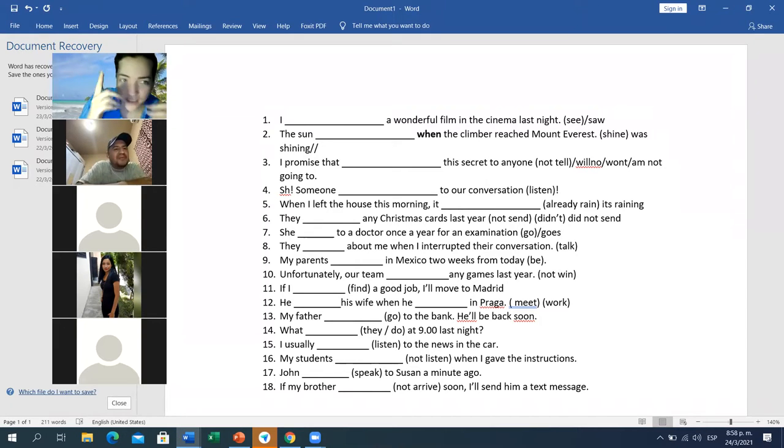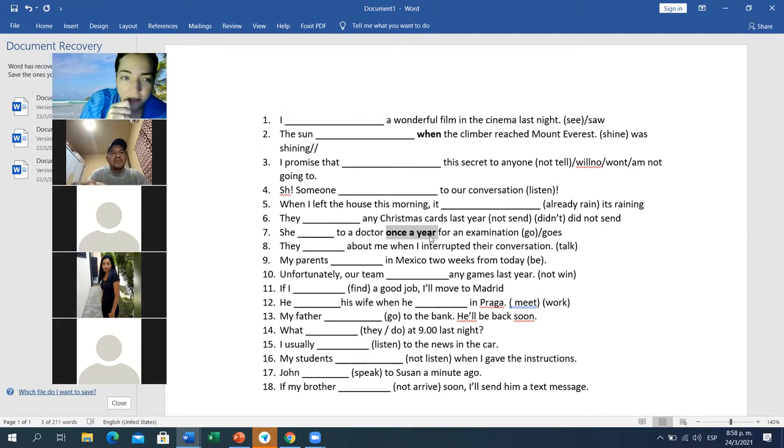It doesn't make sense. No tiene sentido decir, she didn't go to a doctor once a year. Okay. Teacher, I have a question. The seven can be she is going to a doctor once a year. No, or is it correct? No, it's not correct. Because since you say once a year, se analiza esta pregunta, el once a year, y esto significa una vez al año, lo cual requiere y se da a entender que es una costumbre.